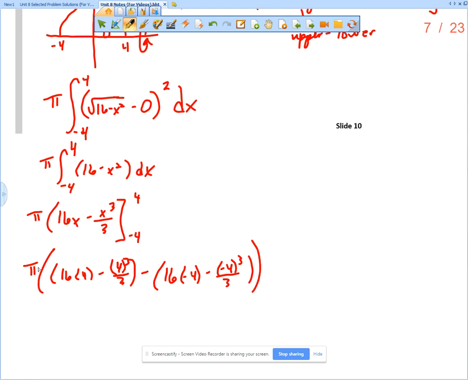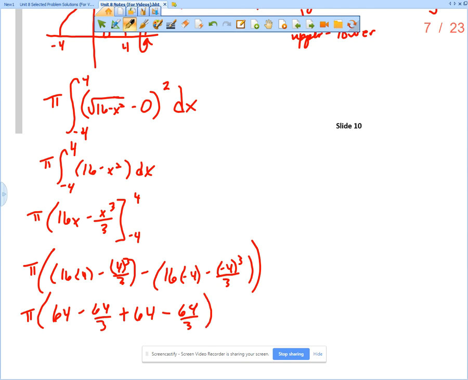And the pi is multiplied by everything. So now I have pi times, 16 times 4 is 64, minus 4 cubed is 64 thirds. Minus, but then I've got -64, so it becomes plus 64. And then I have a minus, a negative, but then a negative cube. So there's 3 negatives there, so it remains negative 64 thirds.